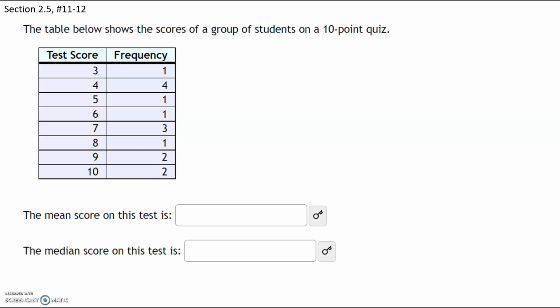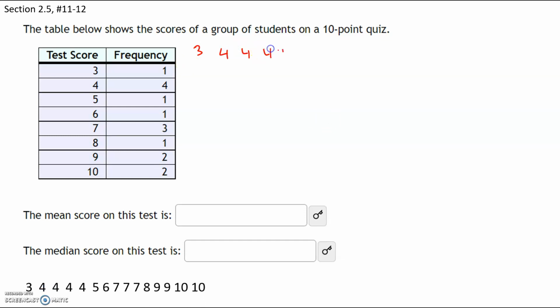This table gives a score of a group of students on a 10-point quiz. Now, we have a score, but we also have its frequency. How does that change things? The first thing we have to do is list out all the scores. We have a score of 3 with a frequency of 1. What does that tell us? It means we have one 3. We have a 4 with a frequency of 4, so we have four 4s.